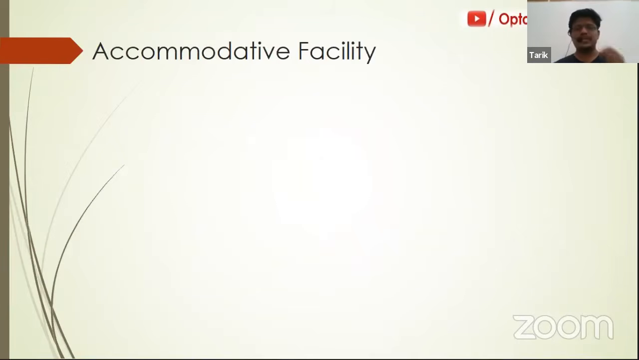Coming on to the next point, that is your accommodative facility. Till now, what we were talking about is the amount which can be generated, or how quickly you can stimulate or relax your accommodation. Now, when we say the term accommodative facility, this means how quickly you can stimulate and how quickly you can relax your accommodation. So not only the quantity of your accommodation, but its quality also matters.